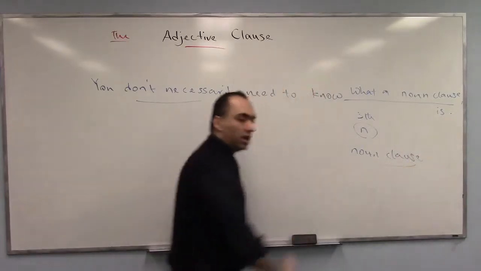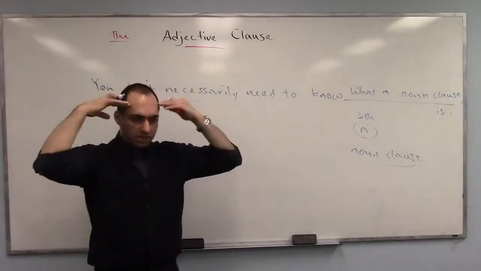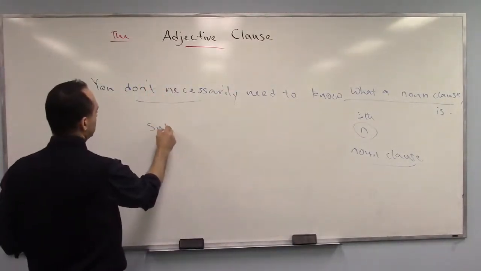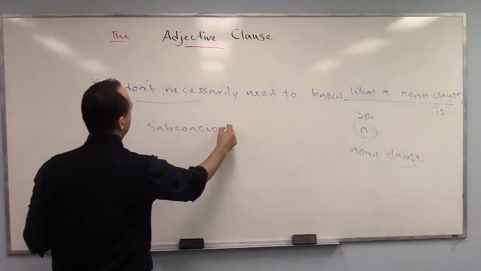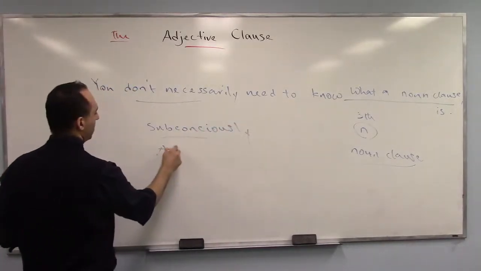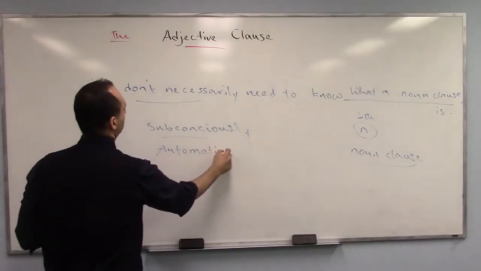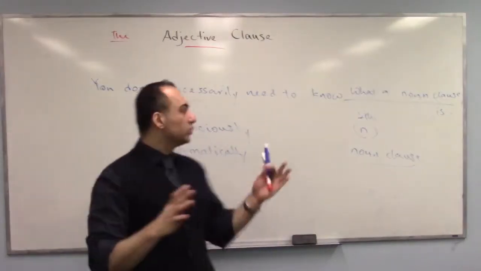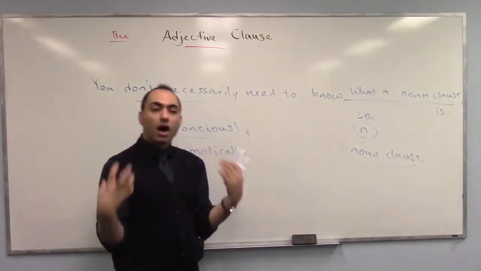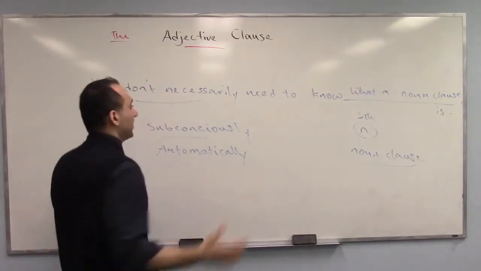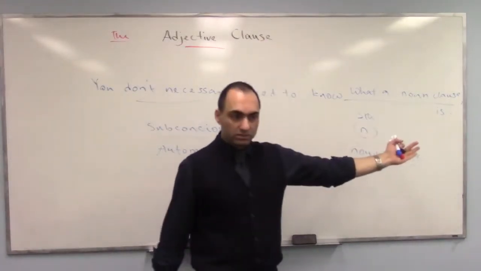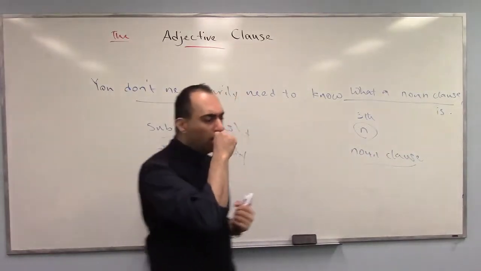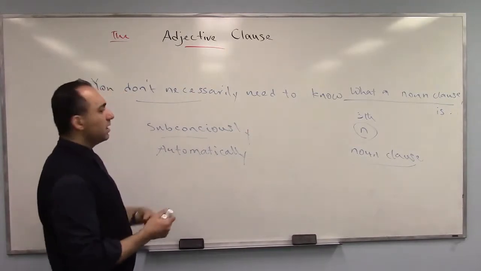Subconsciously, that is, I didn't think about it, automatically. Have you heard subconsciously? It means automatically, without thinking. Subconsciously, I used a noun clause, talking about noun clauses. So you don't necessarily need to know what a noun clause is in order to use them in your sentences. Because people talk.